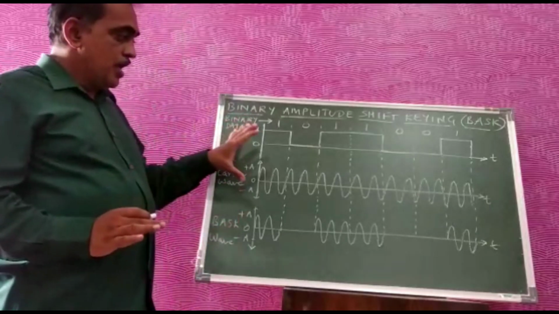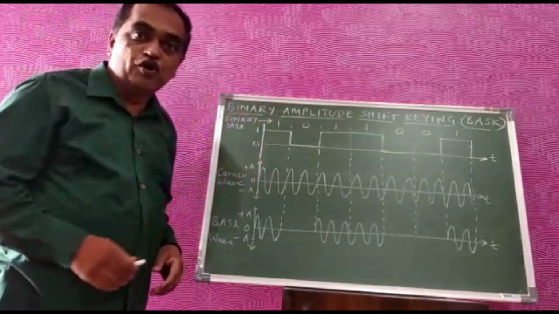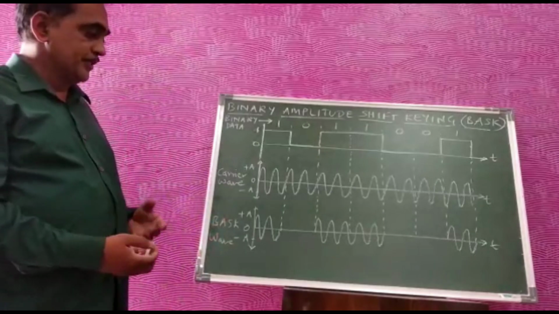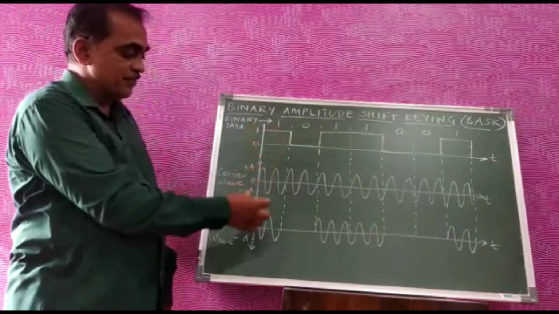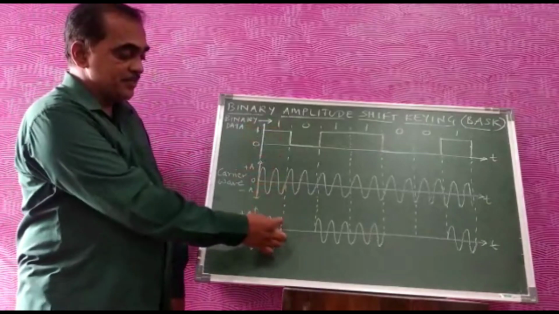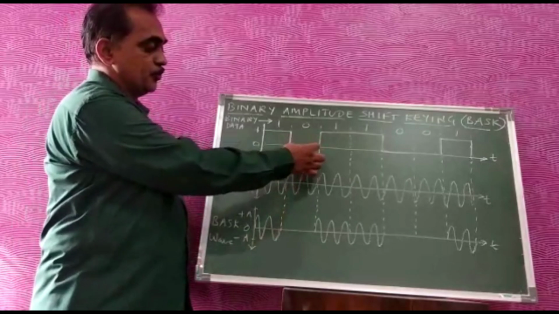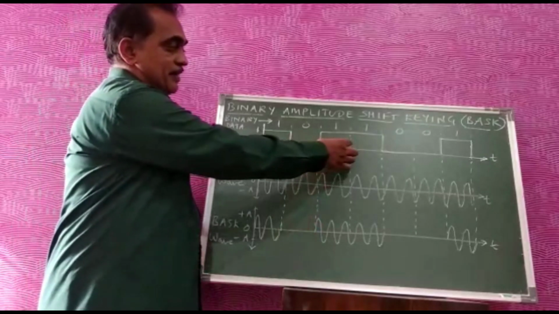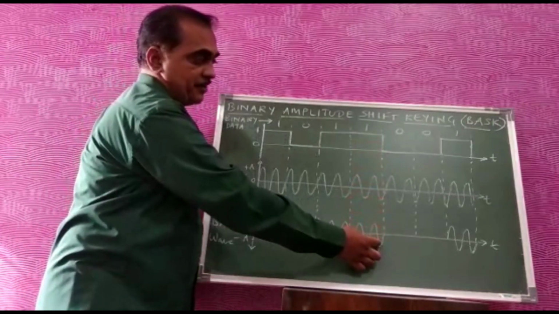Now once you superimpose these both, once these both get involved in the process of amplitude shift keying, you can see the output over here. Whenever the data is binary 1, you can see that the carrier is present at the output. Whenever the data is binary 0, the carrier is absent at the output.